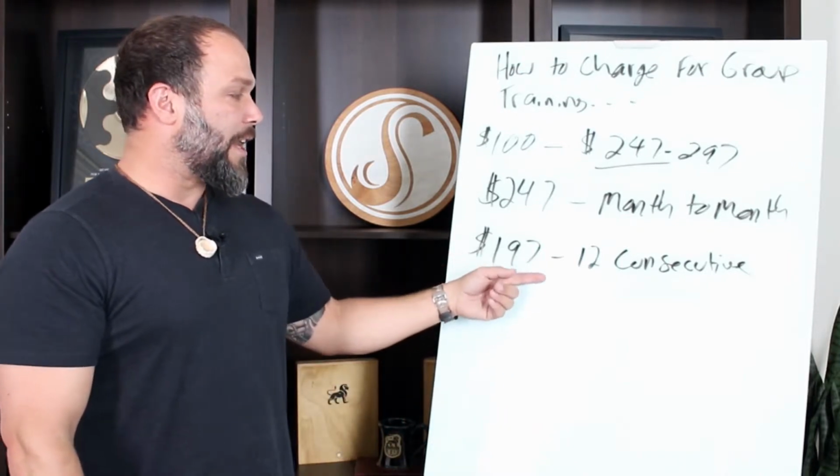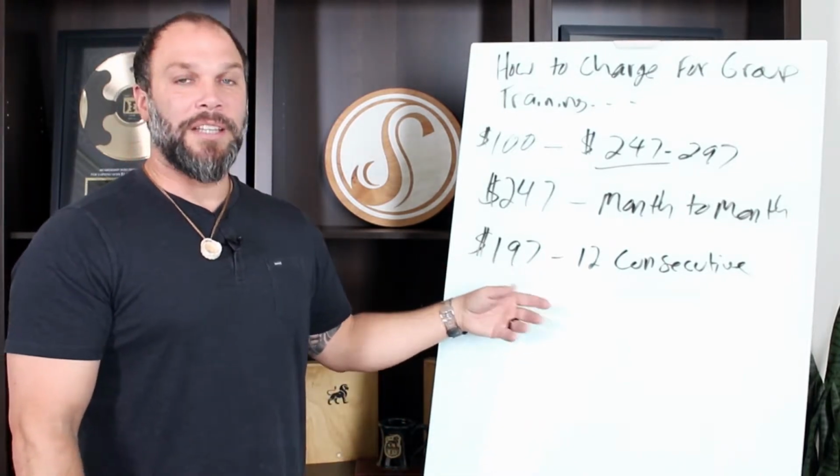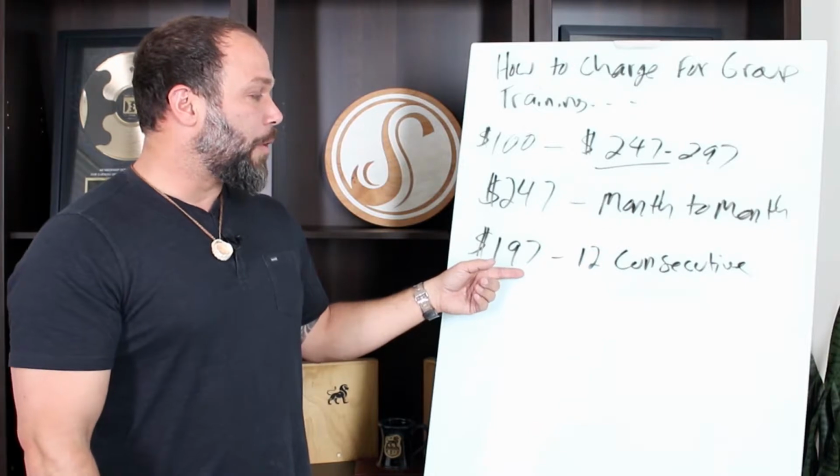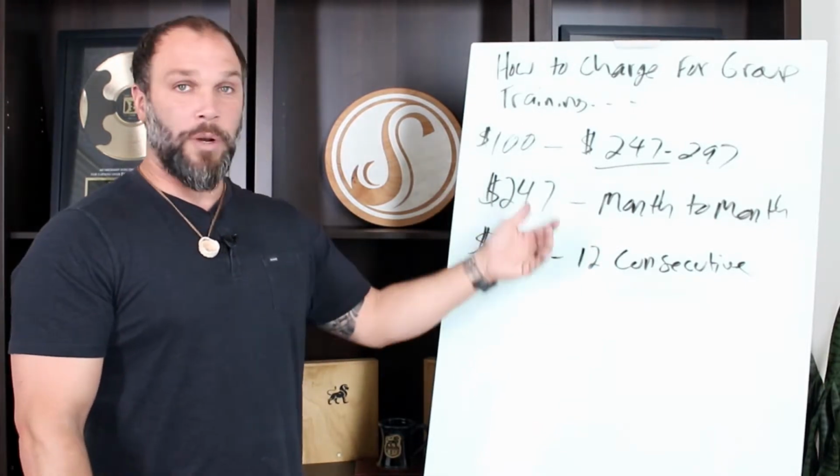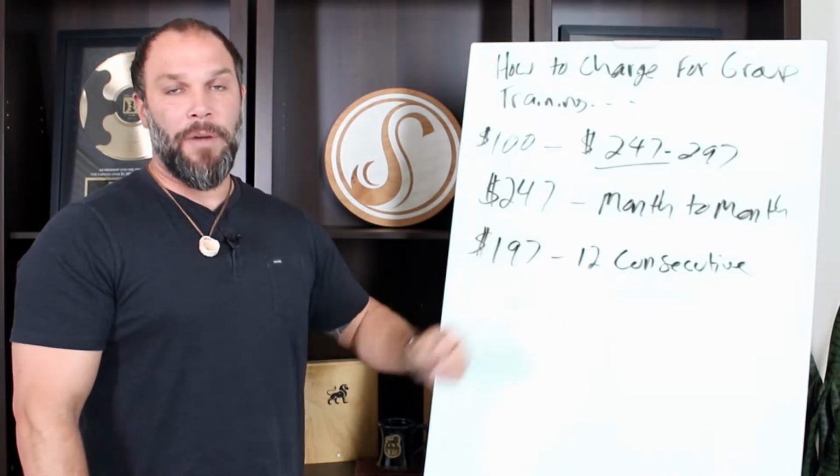On the flip side, if they did $197 for 2 months and then decided they wanted to cancel, then they'd only have to pay $100, which would make it equal to $247 for month 1, $247 for month 2. So they never pay more than the month-to-month rate.